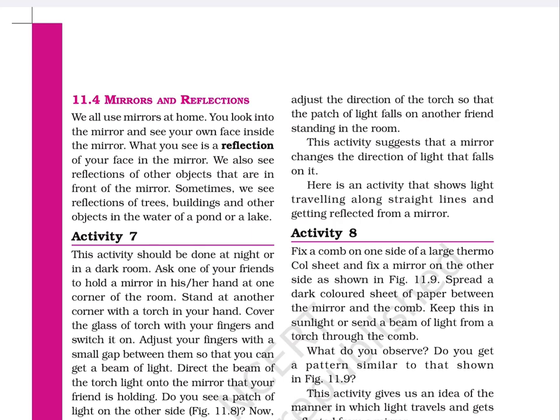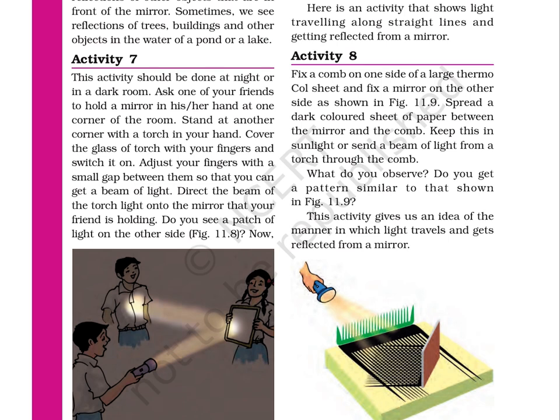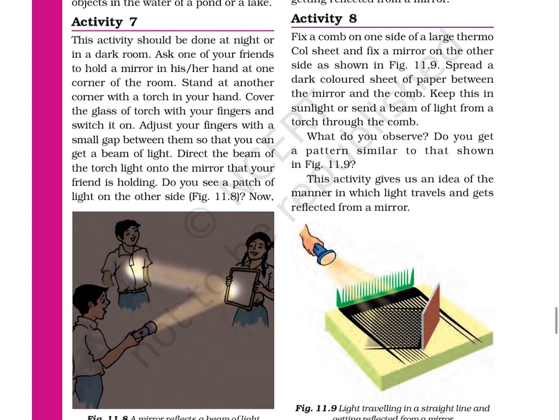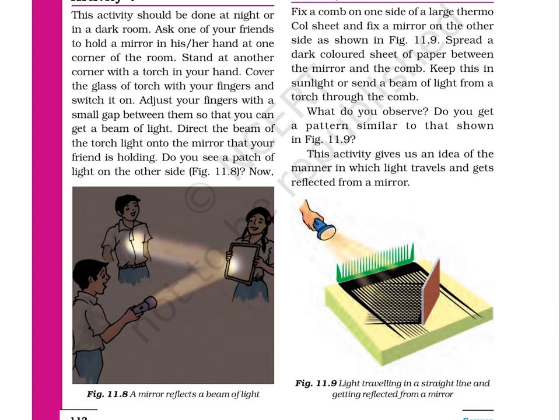Activity 7. This activity should be done at night or in a dark room. Ask one of your friends to hold a mirror in his or her hand at one corner of the room. Stand at another corner with a torch in your hand. Cover the glass of the torch with your fingers and switch it on. Adjust your fingers with a small gap between them so that you can get a beam of light. Direct the beam of the torchlight onto the mirror that your friend is holding. Do you see a patch of light on the other side?